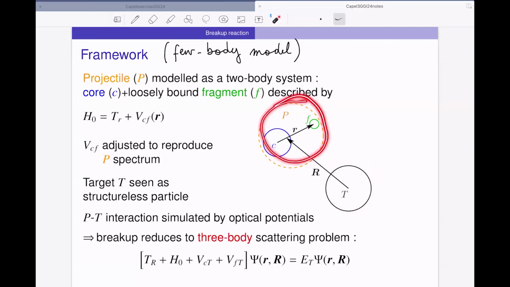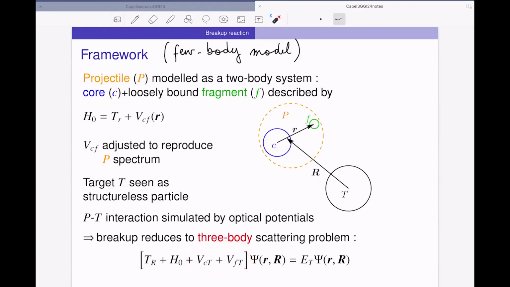So this system is described quantum mechanically with an effective two-body Hamiltonian, well, a one-body Hamiltonian, because you remove the center of mass motion. The interaction between the core and the fragment is a phenomenological potential. We'll see in more detail tomorrow, hopefully, what we can take for that interaction, but it's a potential that is adjusted to reproduce what you know about the system: the binding energy, spin and parity of the first states. The target is assumed to be a structureless particle, and the interactions between the core and the target, and the fragment and the target, will be described by optical potentials.